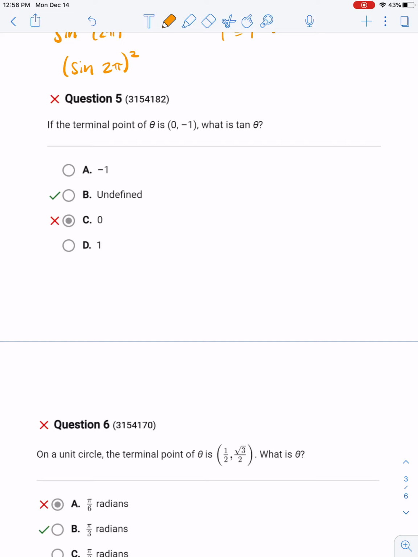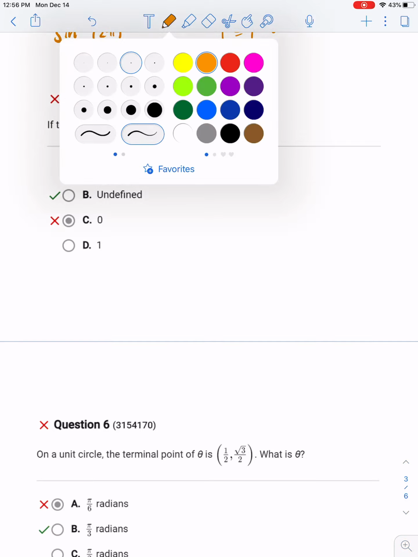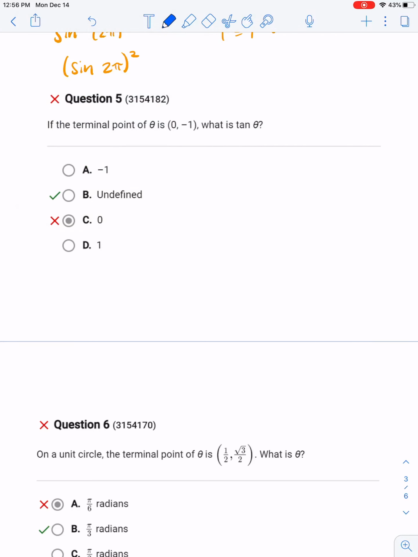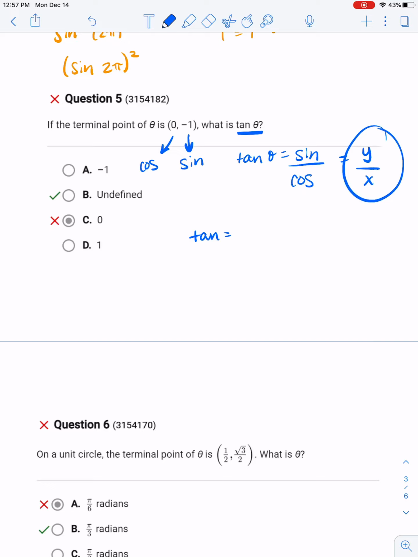Okay, if the terminal point of theta is 0, negative 1, what is the tangent of theta? So again, we kind of went over at the bottom how to find the tangent of theta. Tangent is equal to sine divided by cosine. Well, again, we know the y value is the sine, the x value is the cosine. So to find the tangent, I'm just going to do the y value divided by the x value, okay? So negative 1, right here is our y value, divided by the x value, which is 0.